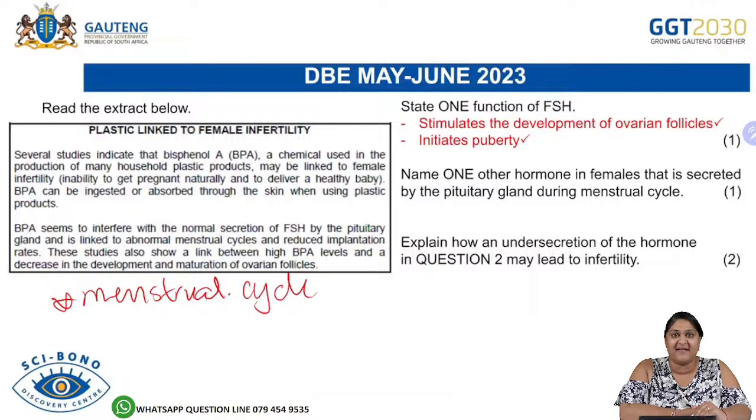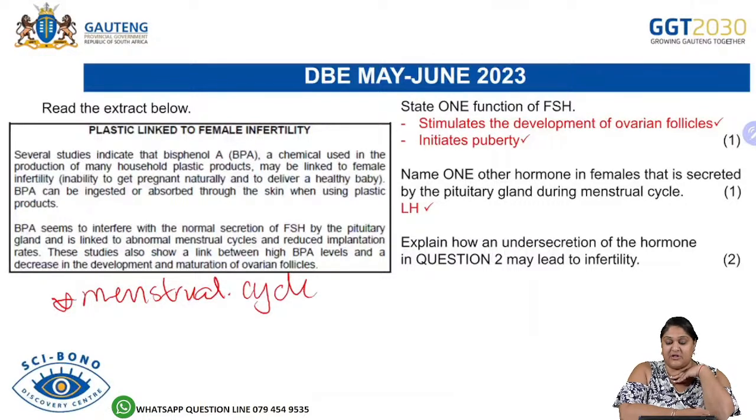If I wake up in the middle of the night, you need to tell me what are the functions of the 4 hormones: FSH, LH, estrogen, and progesterone. Name one other hormone in females that is secreted by the pituitary gland during the menstrual cycle. So you see they're referring you to the pituitary gland. So then if you're talking about FSH in the previous question, now we are talking about LH.